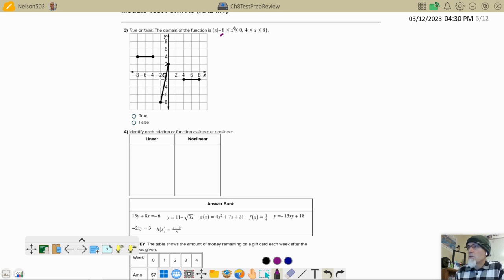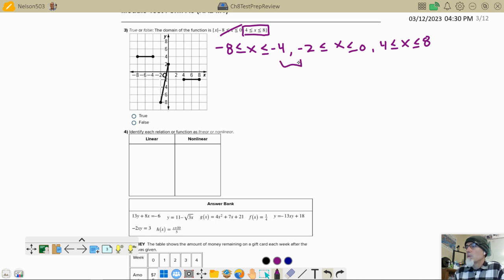This is not true. It should say -8 to -4, and from -2 to 0. And then it would have the other part. This part is true right here. It is going from 4 to 8, right? So from 4 to 8, because the 4 to 8 part's like right over there. So this was false because it didn't include a gap. There was a gap, and that gap happens right here between -4 and -2. So it's definitely false.